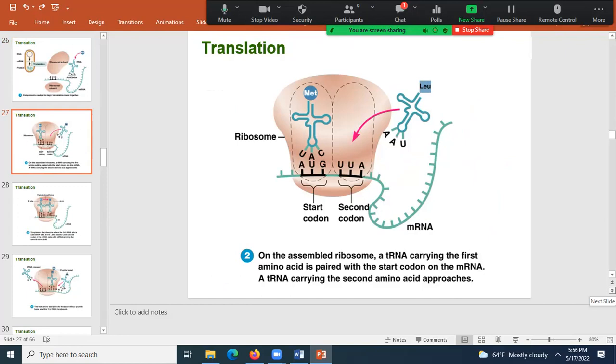All right, so the ribosome has two channels, and the first tRNA will come in and bind to the first codon, which will be AUG. And so that'll bring in the amino acid methionine. And then the second tRNA will come in, and in this case, the second codon is UUA. And so only the AAU tRNA can come in, meaning the anticodon AAU. And that'll bring in the amino acid leucine.